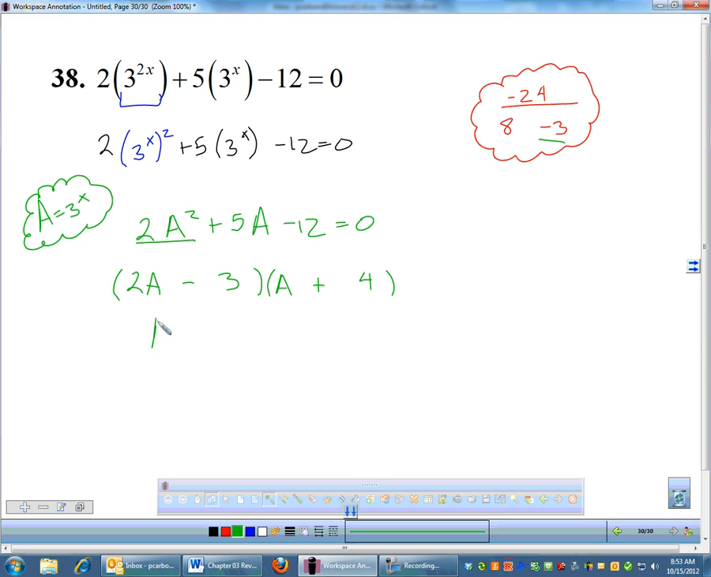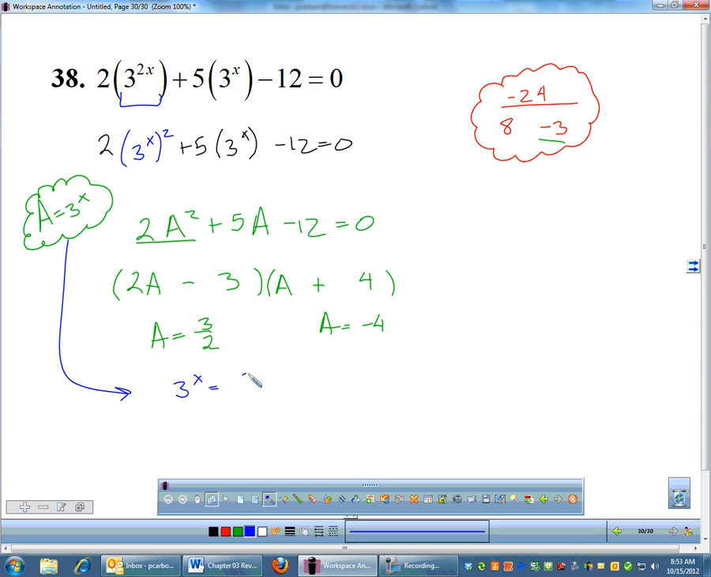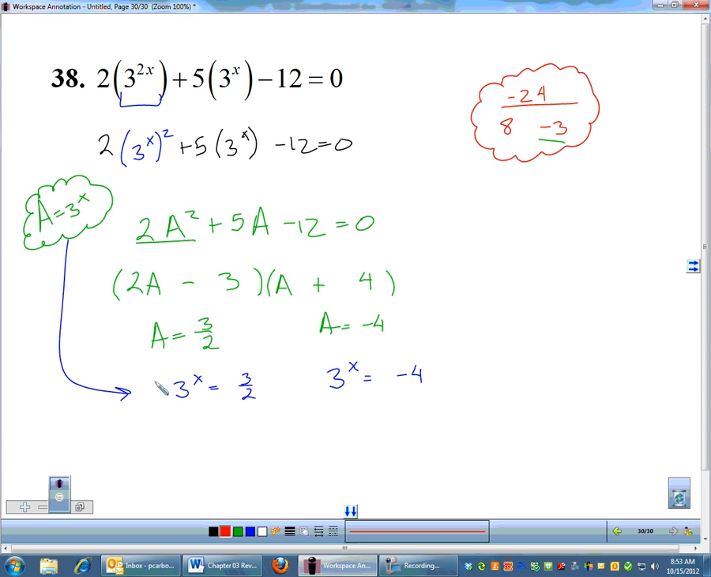So then when I finish solving, I get a is equal to 3 halves. We'll add 3 and divide by 2. A is equal to negative 4. And I'm not solving for a, we want to solve for x. So now I'll plug 3 to the x back in. 3 to the x equals negative 4. And we'll solve this by taking the natural log of both sides. So let's take the ln.